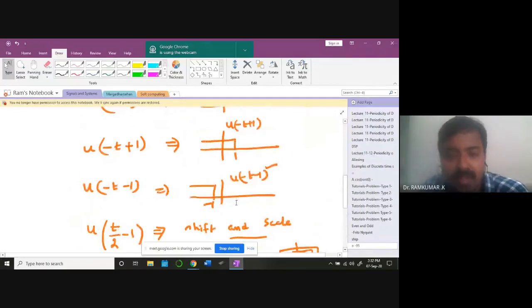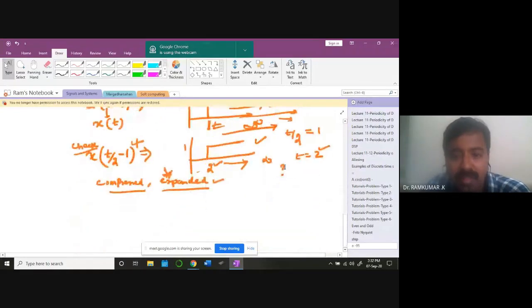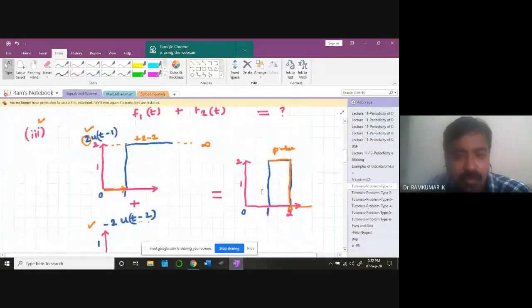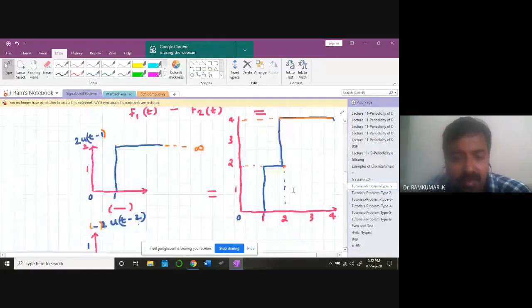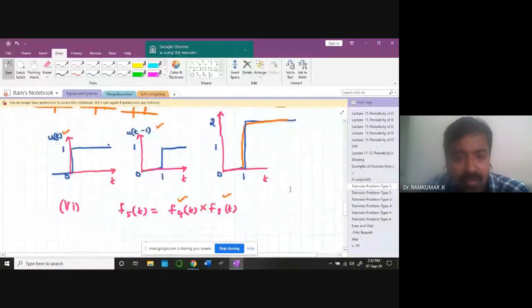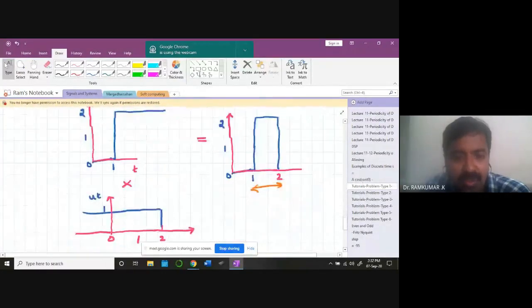Okay, let us take this problem. This is one problem we will discuss again. This is one type of problem I'm talking about for solving the assignment questions. So we add and then we multiply these two signals, and we end up with a signal something like this.